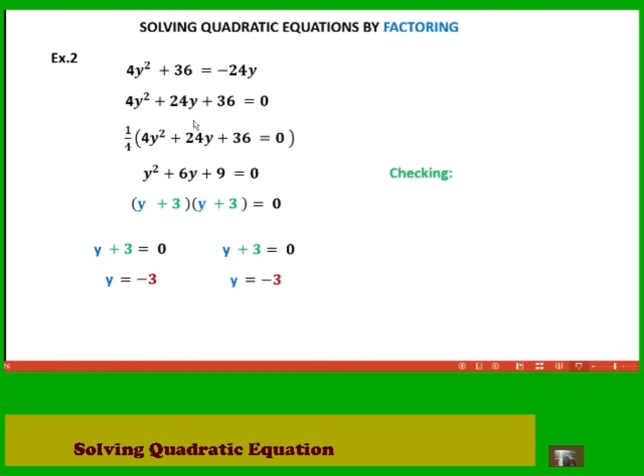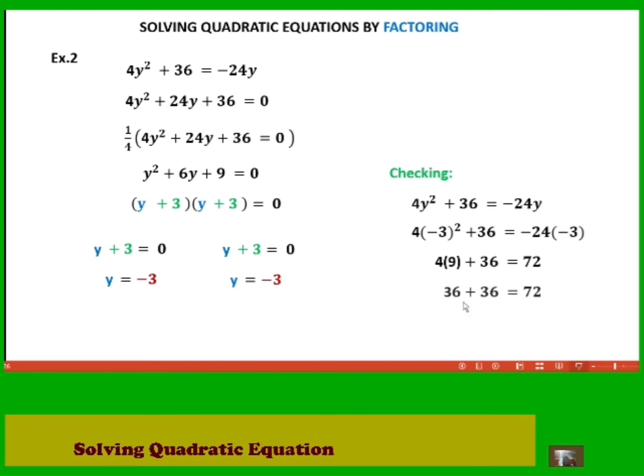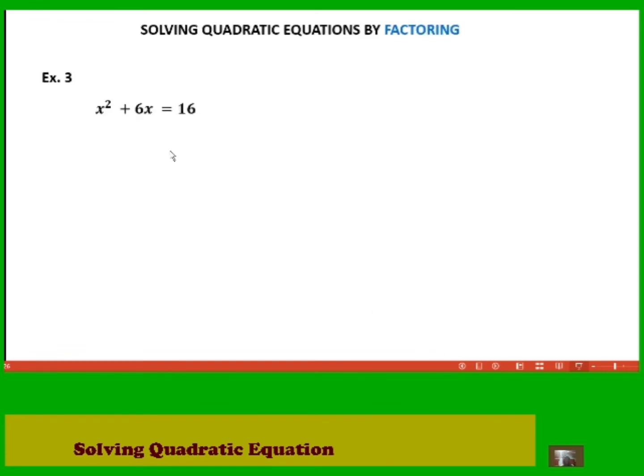To check our answer, use the original equation and substitute y with negative 3. Negative 3 squared is 9. Negative 24 times negative 3 is positive 72. 4 times 9 is equal to 36, plus 36 is equal to 72. They are equal.